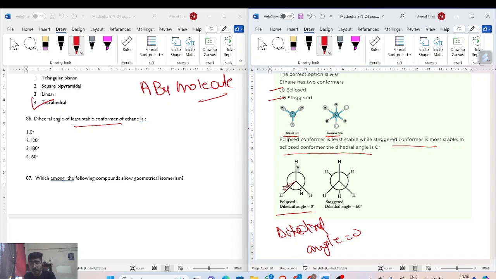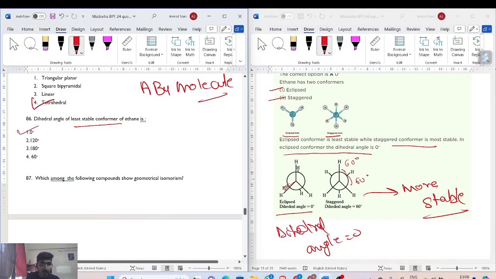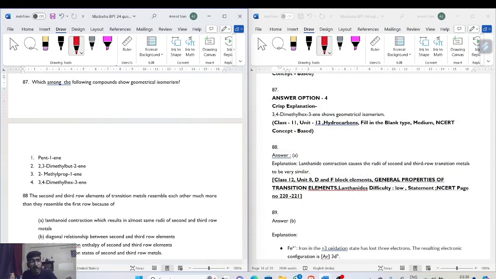But in the staggered conformer of ethane, we have a 60-degree angle between them. Staggered is more stable than eclipsed. So the correct answer for this will be 0 degree, because the least stable is the eclipsed conformer and its dihedral angle is 0 degree. Now question number 87.